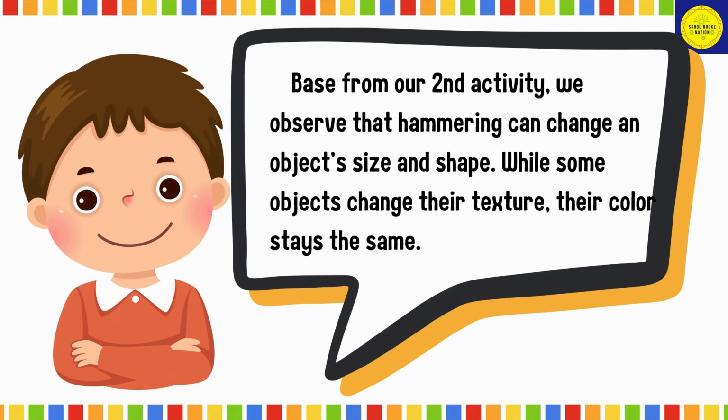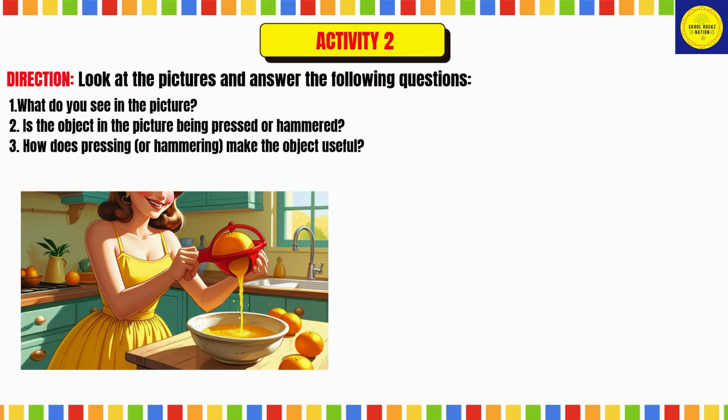Based on our second activity, we observed that hammering can change an object's size and shape, while some objects change their texture, their color stays the same. For our second activity, here is the direction. Look at the pictures and answer the following questions. 1. What do you see in the picture? 2. Is the object in the picture being pressed or hammered? 3. How does pressing or hammering make the object useful?